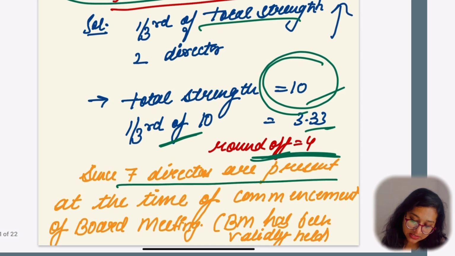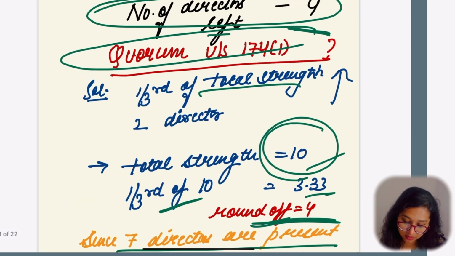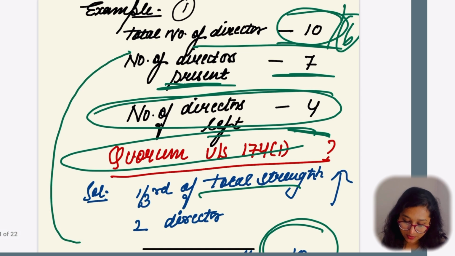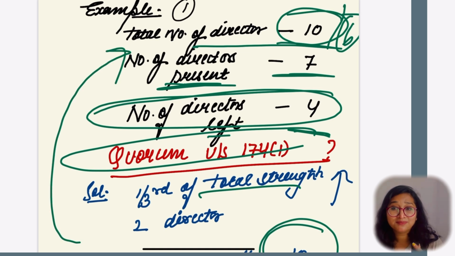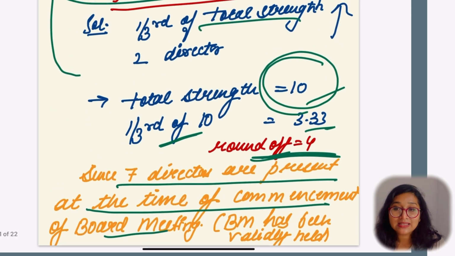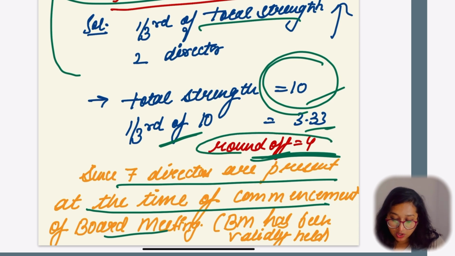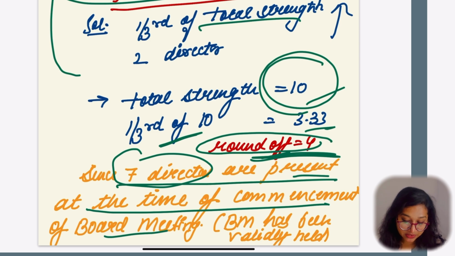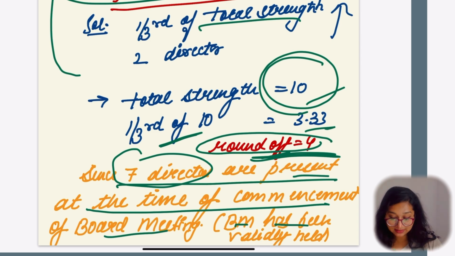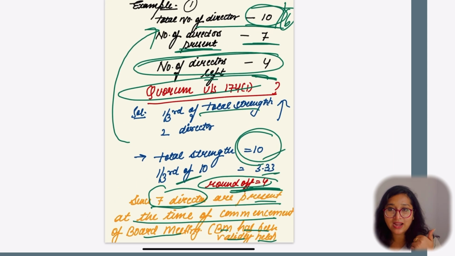Since 7 directors are present at the time of commencement of the board meeting, let's go for the question again, which says that the total number of directors present at the board meeting was 7. Is this board meeting going to be validated or not? Here comes the question. Since we round off the total strength, 4 or 2, whichever is higher among them, the quorum of the board meeting should be at least 4. We have 7 directors present at the time of commencement of the board meeting, which means this board meeting shall be validly held. So this part is right.